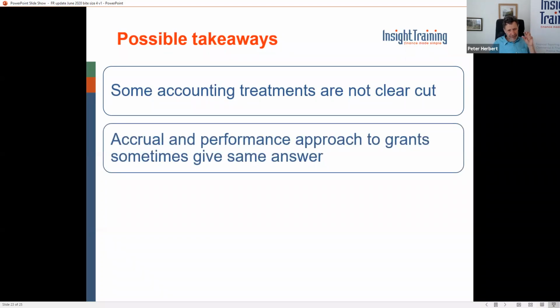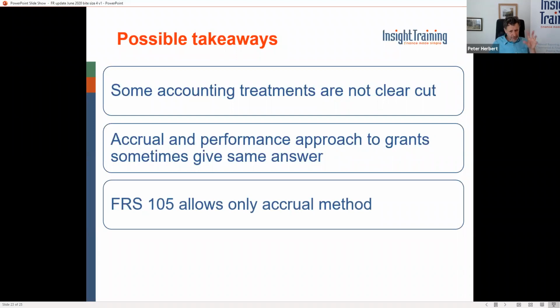Remember that when it comes to grant income, sometimes, and again, I'm thinking about things like CBILS, and some of the grants provided for immediate financial support, whether you use the accrual method or whether you use the performance method per FRS 102, you might find you get a very similar, if not the same, answer. Remember that if you are looking at 105 specifically, there is no accounting policy choice, only one option available for grant accounting, and that's the accrual method.